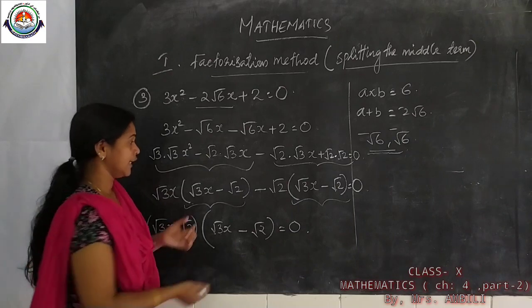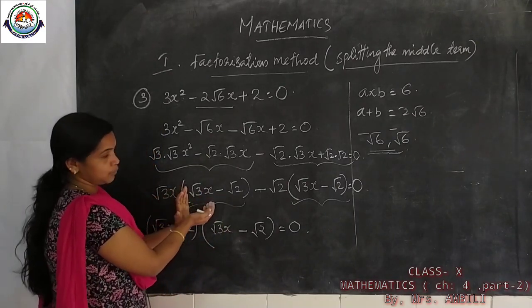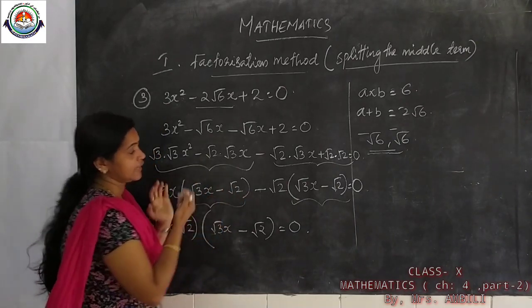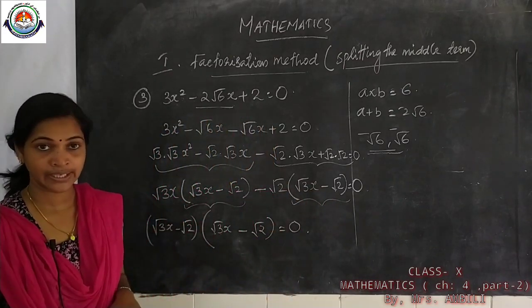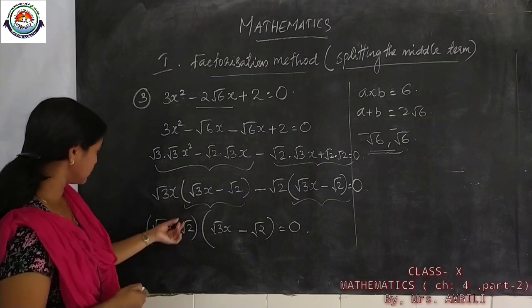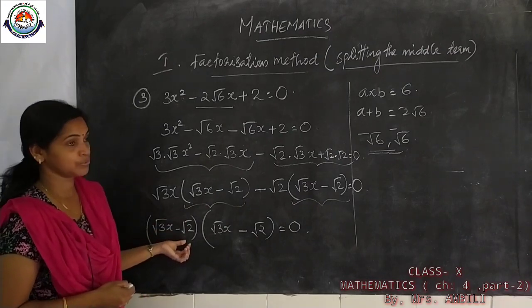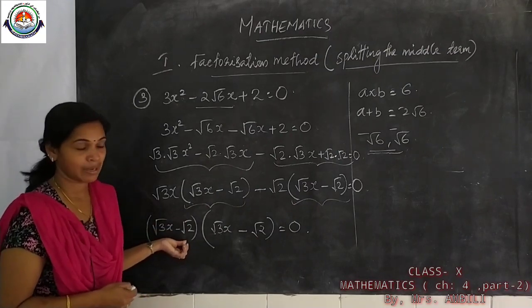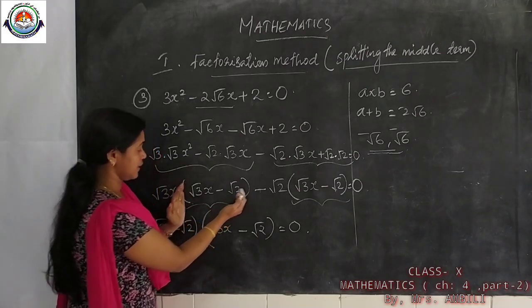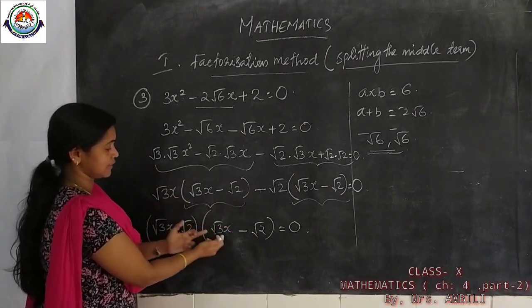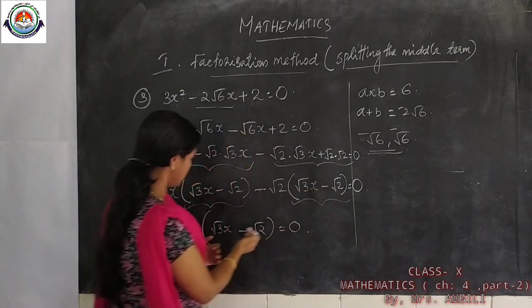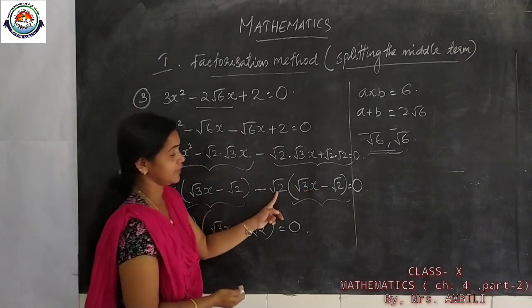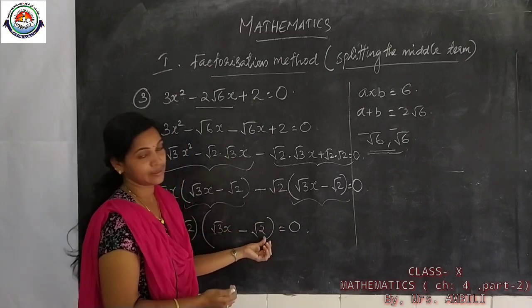Again here you look, root 3x minus root 2 is there. Here also one root 3x minus root 2 is there. So that also we can take outside. So I took that outside here, root 3x minus root 2. So what is remaining? If I took root 3x minus root 2 outside, this root 3x is remaining, that I wrote here. From this, root 3x minus root 2 outside, what is remaining? This root 2 is remaining, that I wrote here.